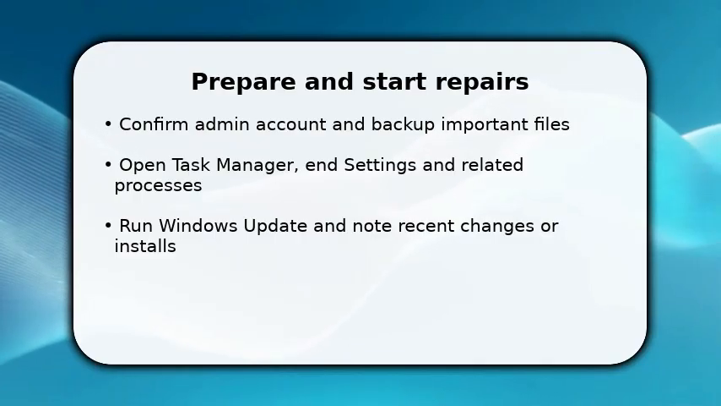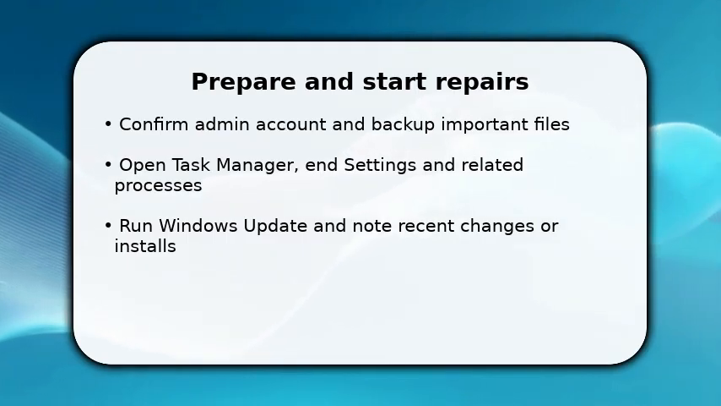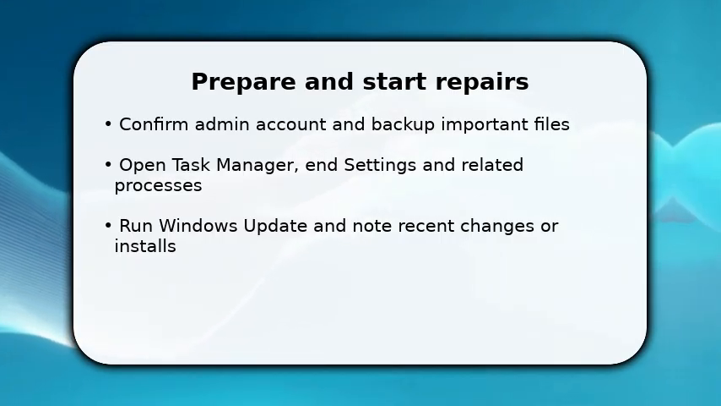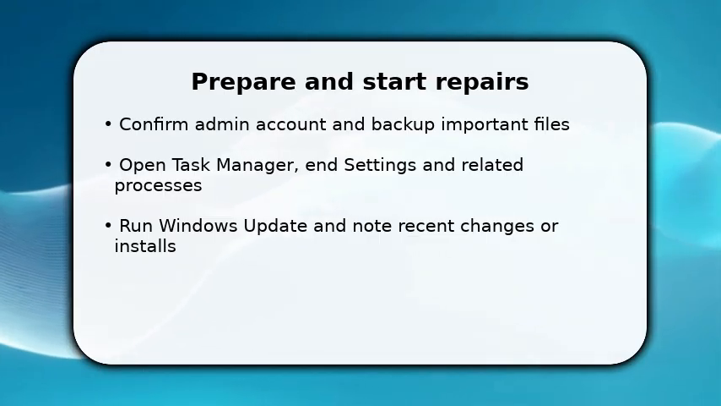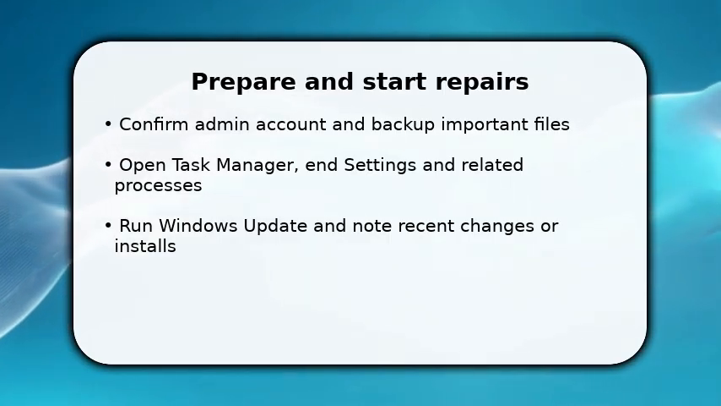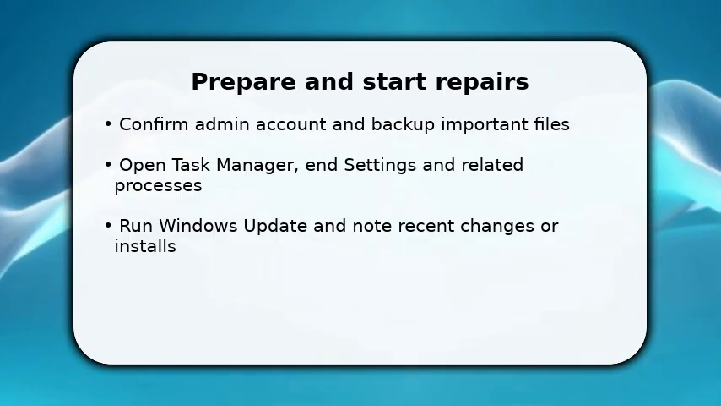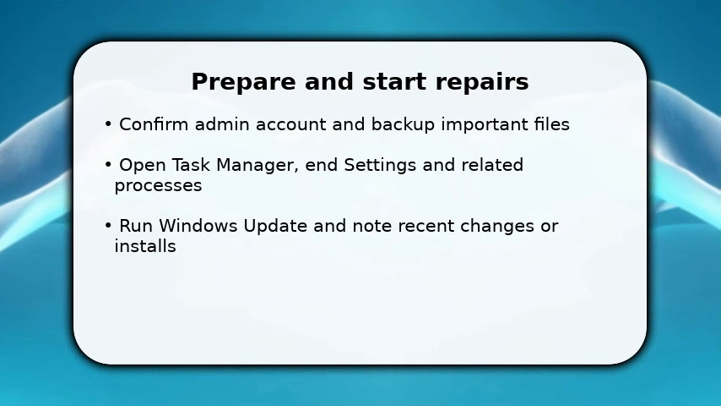You begin by making sure you have an administrator account and a recent backup. This protects you if something goes wrong. Open Task Manager, find settings, and end any hung processes to free resources. This often restores responsiveness. Once done, check Windows Update history and uninstall recent updates if settings stopped after an update, because incompatible patches can break the settings app. Make sure to restart after each change to test whether the problem is resolved before moving on.